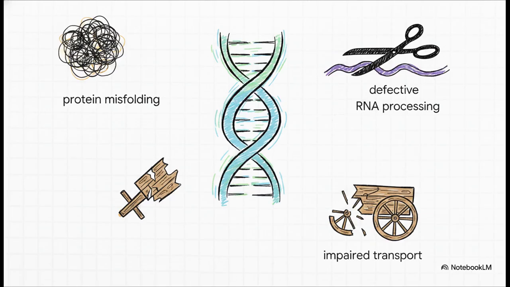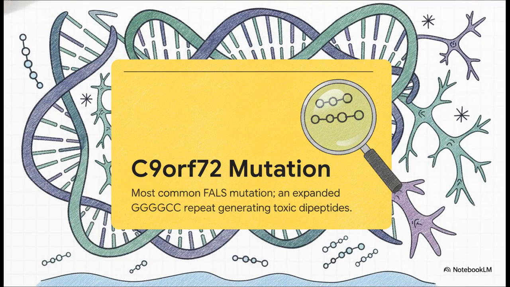of the motor neuron. But listen, if you only remember one single genetic mutation from this entire explainer, it has to be C9orf72. This is hands down the single most common familial ALS mutation. We're talking nearly half of all familial cases and a really significant chunk of those ALS-FTD overlap cases we talked about earlier. It involves this expanded GGGGCC hexanucleotide repeat.